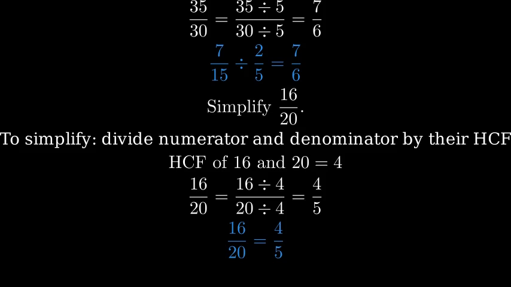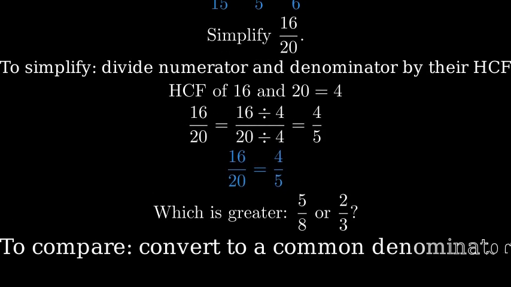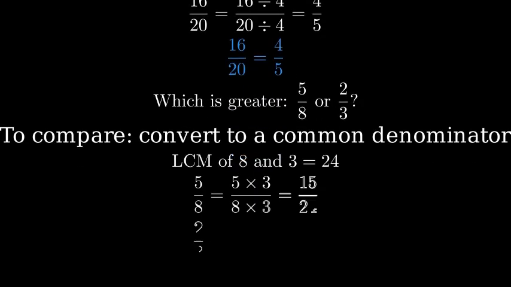Finally, let's compare fractions. Which is greater, 5/8 or 2/3? To compare fractions, we need to convert them to a common denominator. The lowest common multiple of 8 and 3 is 24. Converting 5/8. 5 times 3 equals 15 over 8 times 3 equals 24. So 5/8 equals 15/24.